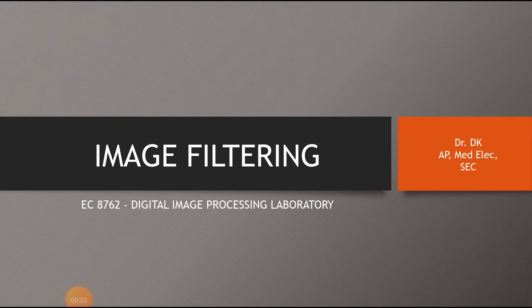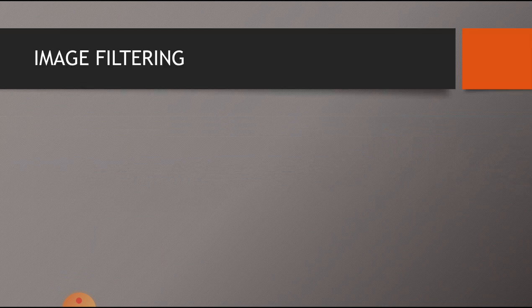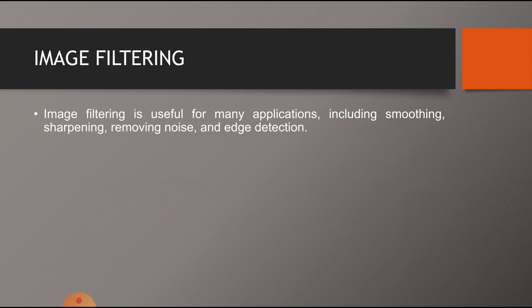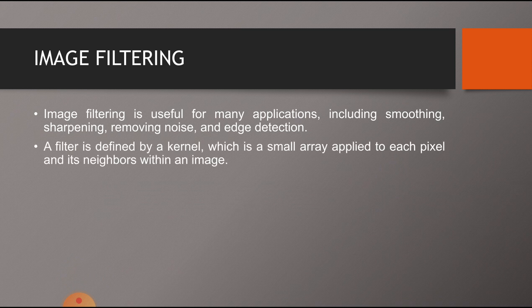So for today's experiment, we'll see about image filtering. Basically, image filtering is used in image processing to remove noise, to smoothen the image, and for edge detection and various applications. We'll see some basic types of image filtering in this. Like I said, it is used for many applications like smoothing, sharpening, removing noise and edge detection.